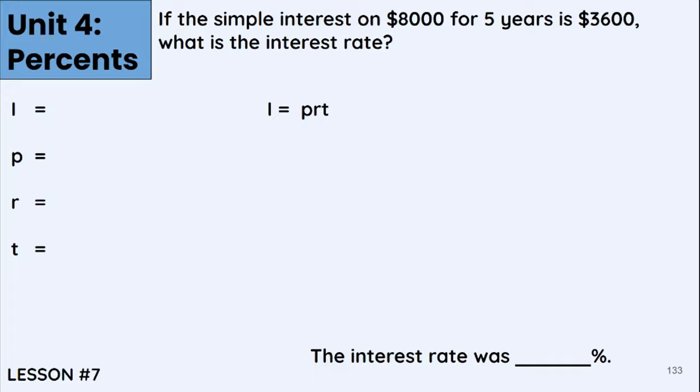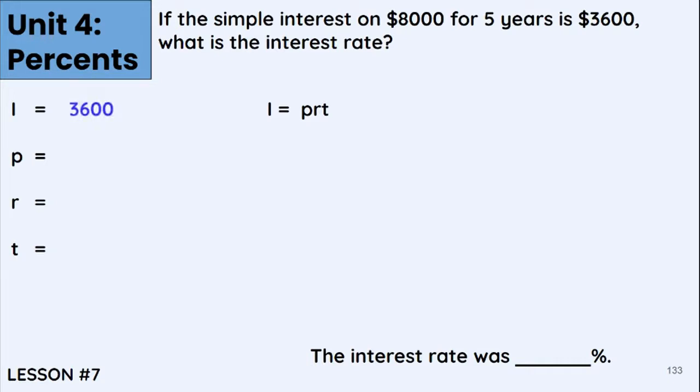If the simple interest on $8,000 for 5 years is $3,600, what is the interest rate? This problem is slightly different because it's giving us the principal that we start with, the amount of time, and it's giving us the interest that we earned, and it's asking us for the rate. So first, what is the interest that we earn? If the simple interest on $8,000 for 5 years is $3,600, okay, so $3,600 is the interest.